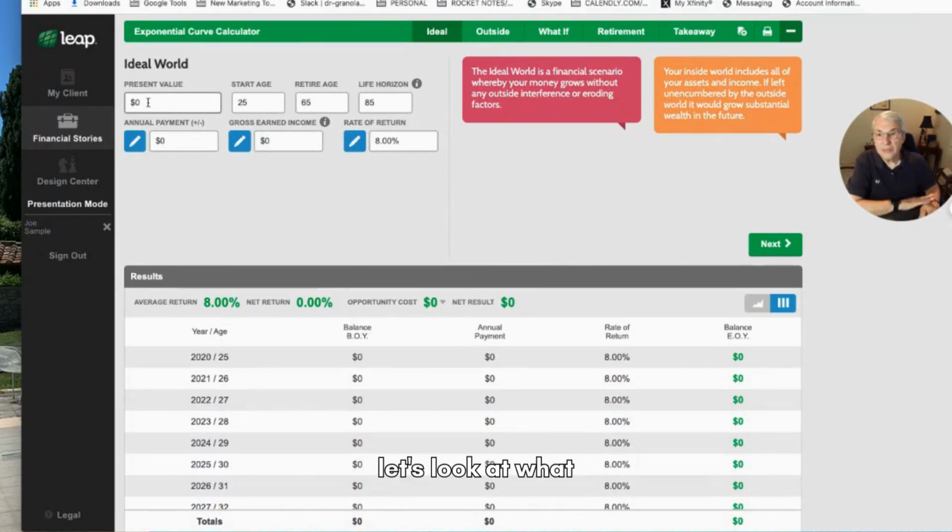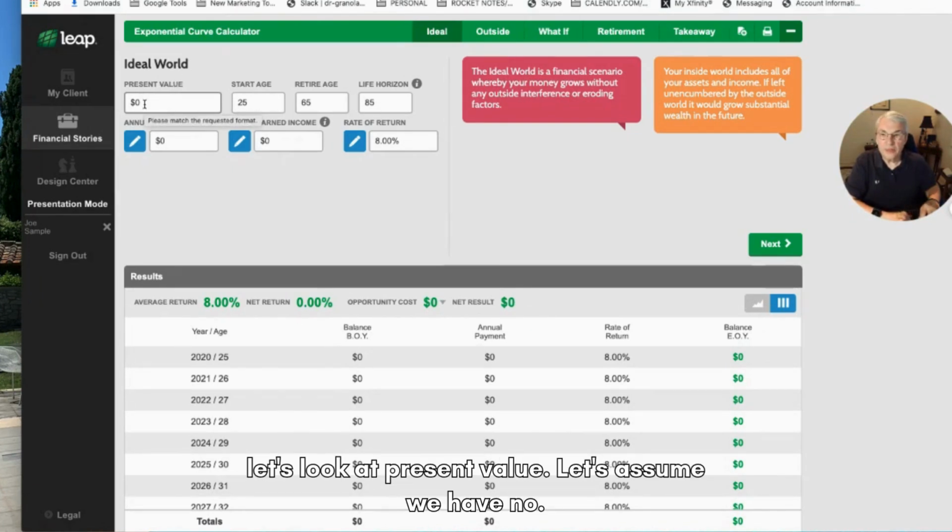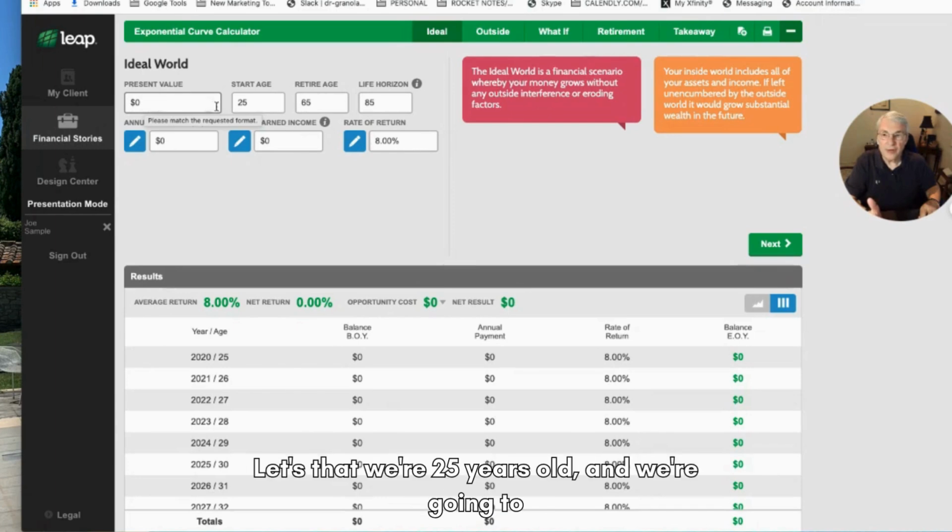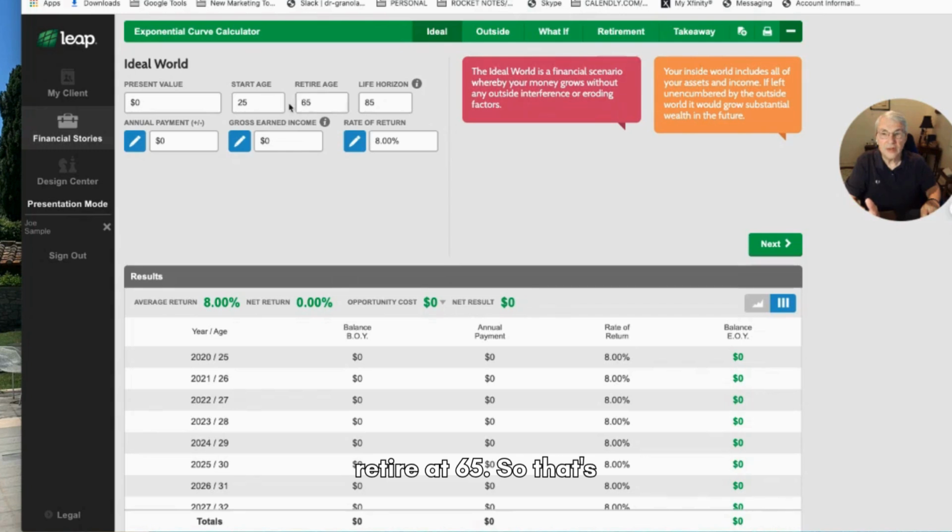So let's look at what we call our ideal world, and let's look at present value. Let's assume we have no value, that we're 25 years old, and we're going to retire at 65. So that's 25, 35, 45, 55, 65. That's 40 years. And once we retire at 65, our plan is to have a life horizon of 85.